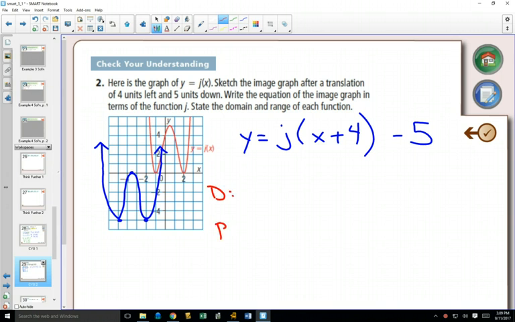Domain and range of our red graph. I'm going to use set notation this time. Now, when a graph has arrows on it, that means it continues forever. And we think of it sort of continuing forever in 2 directions, right? It's continuing forever up, and it's continuing forever to the right. Same thing on the left. That one's continuing forever up and continuing forever to the left.